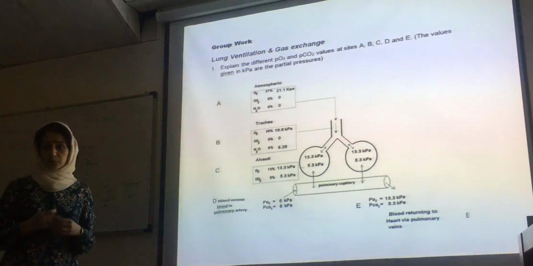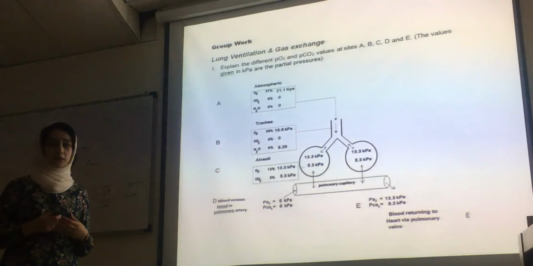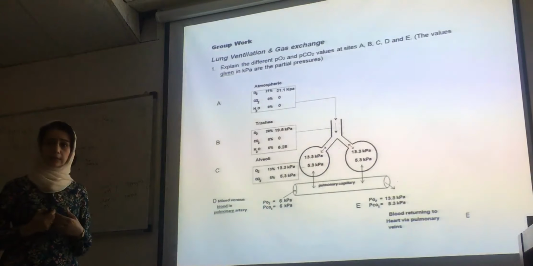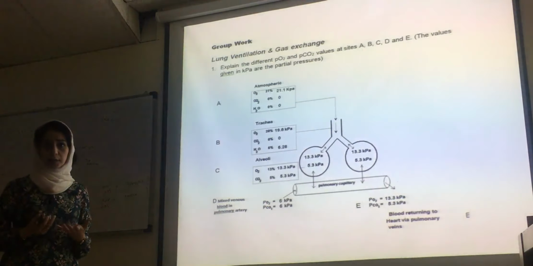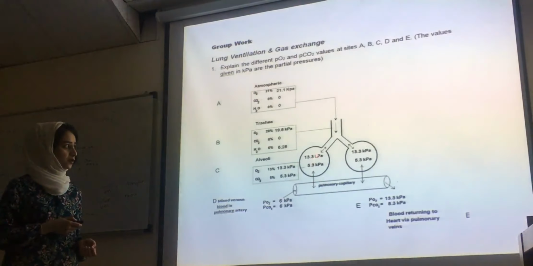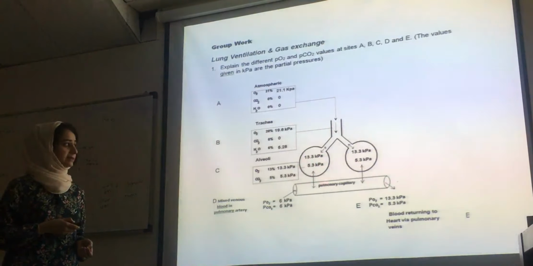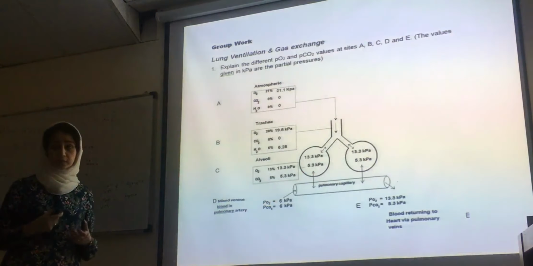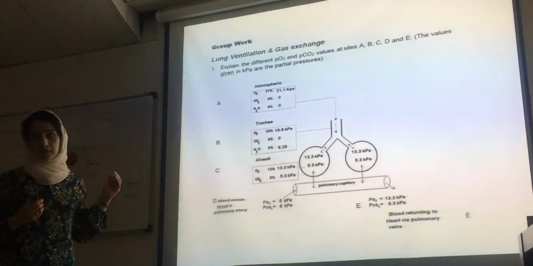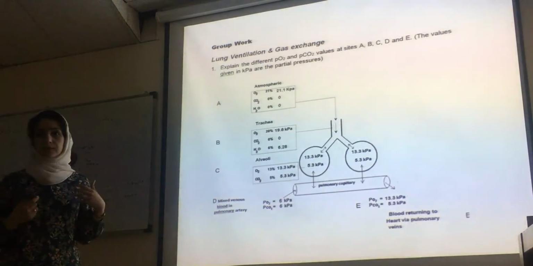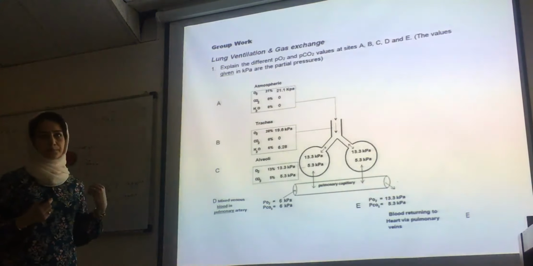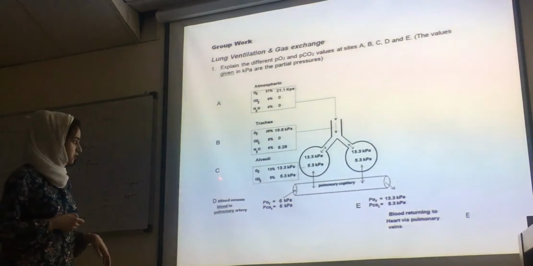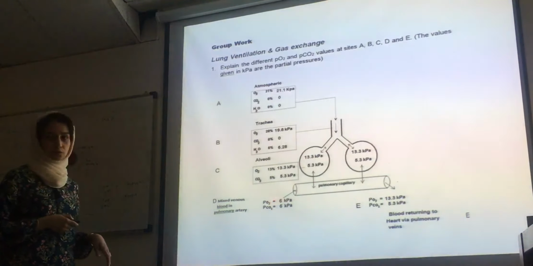Mixed venous blood has PO2 and PCO2 of 6 kilopascal. So CO2 is higher and PO2 is lower. So PO2 decreases. Why? Because of the gas exchange with the tissues. This is mixed venous blood because it comes from the tissue, so it brings the waste products, more CO2 and less O2.